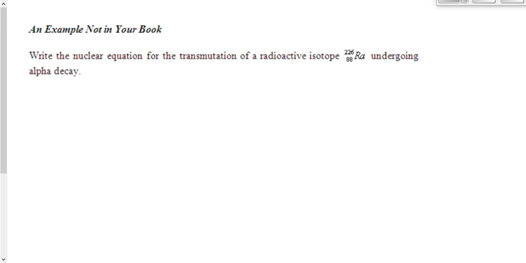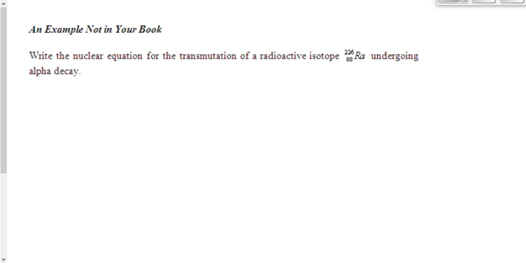This one says, write the nuclear equation for the transmutation of radioactive isotope radium-226 undergoing alpha decay. In other words, radium is not stable. We have too many protons. In an effort to make it more stable, to reduce that repulsive force, we break off a chunk called an alpha particle. The alpha particle is released.